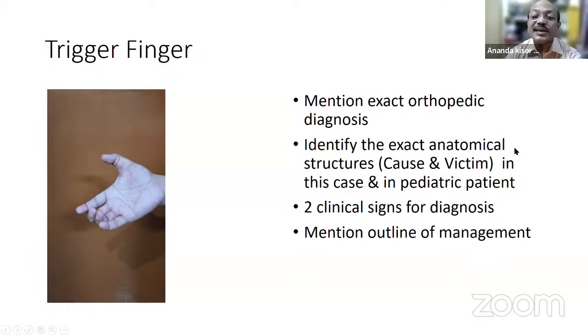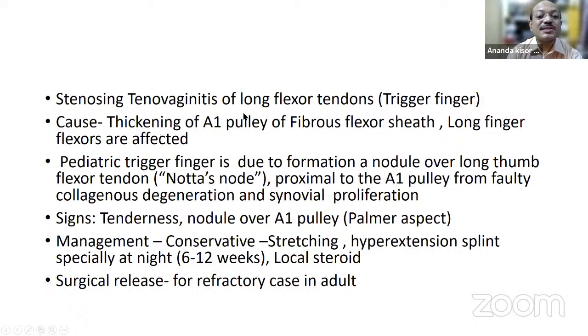We have to identify the exact anatomical structure, the cause and the victim. Another is the cause is the same as in the pediatric patient, and two clinical signs mentioned. So see, this stenosing tenovaginitis I already told, the cause is a thickening of the A1 pulley, the fibrous flexor sheath. So what is the victim? It is the long finger flexors. For the adult, basically the defect is in the pulley.